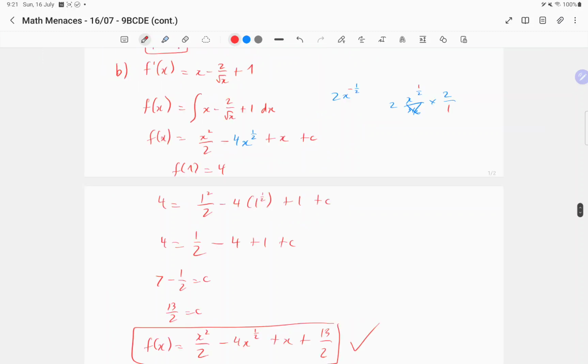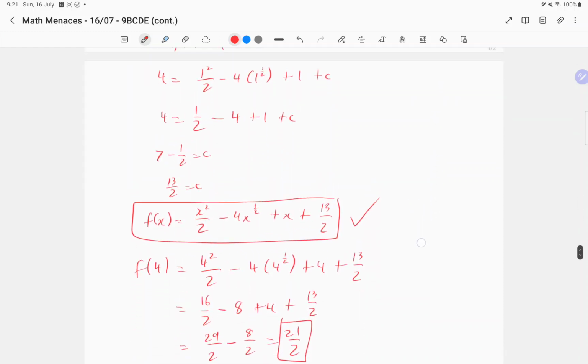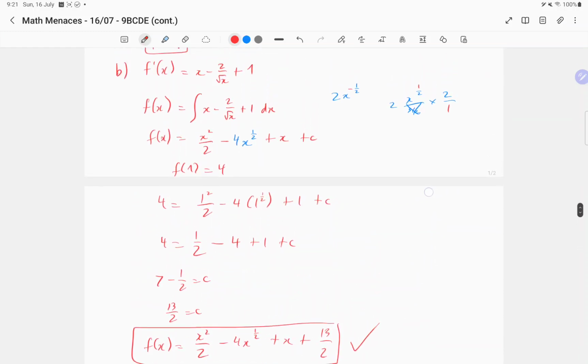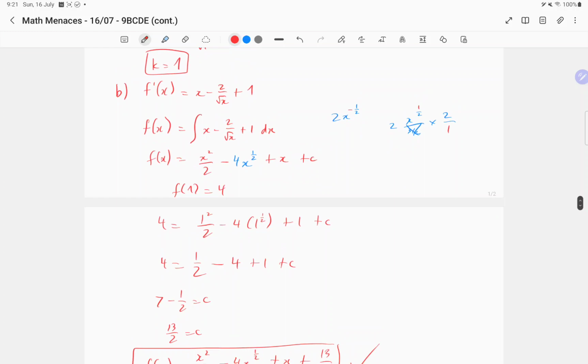Hang on. Okay, so the answer in the textbook is not 21 over 2. Is it? It's 4. How? It's 4. Where is the mistake? Let's see. Equation's correct. Let's double check. Yep, equation is correct.